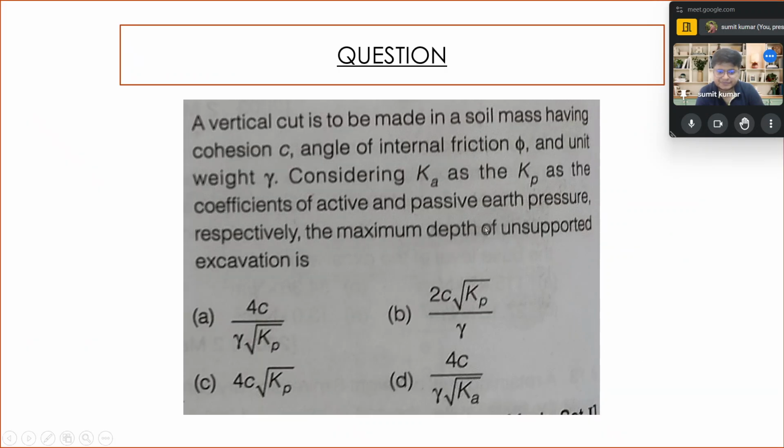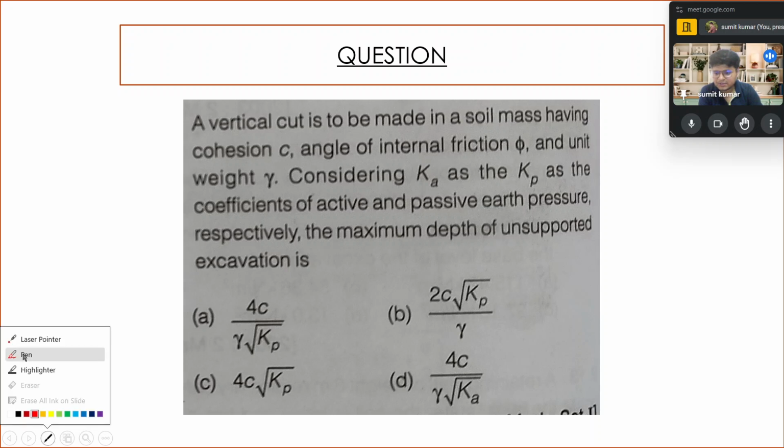Right. Okay. So over here you can see the question is that a vertical cut is to be made in a soil mass having the cohesion C, angle of internal friction phi, unit weight gamma, and consider Ka and Kp as the coefficients of active and passive earth pressure. The maximum depth of the unsupported excavation. This is the standard result. You know that 4C by gamma root K is the maximum depth of unsupported excavation, and that is nothing but, when you draw a diagram.